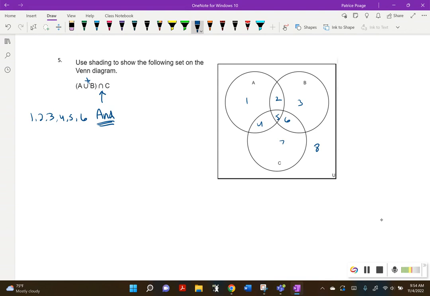On the right side, it says C. So the numbers in C are 4, 5, 6, 7. And then intersection is very strict. It has to be on both sides in order to count. So they both have a 4, they both have a 5, and they both have a 6. So I'm just going to be shading 4, 5, 6.